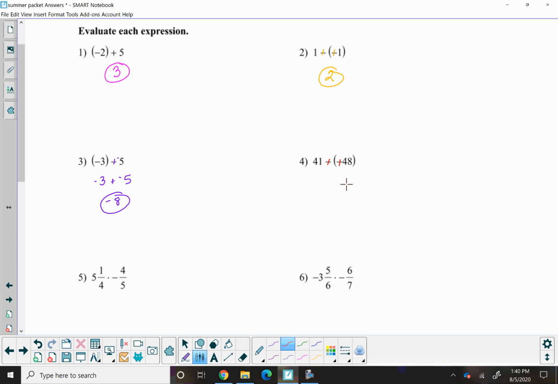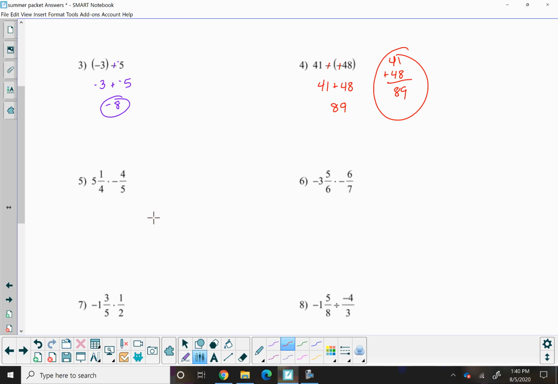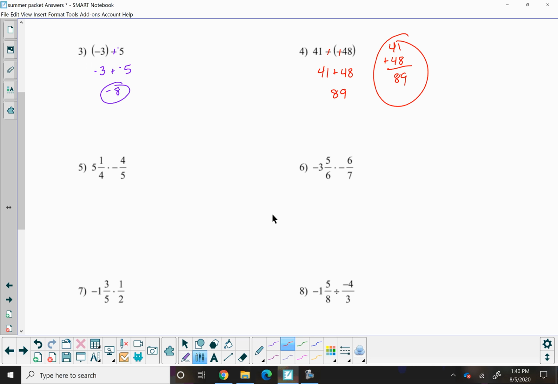The next one, subtraction, leave, change, opposite. I'm going to add those together. So it's going to be 41 plus 48. And if you need to come over here and do that, you can. And it's 89. Remember, this is arithmetic. You don't need to show me that. Okay, the next thing. These are fractions. And remember, fractions are our friends, our very favorite friends.